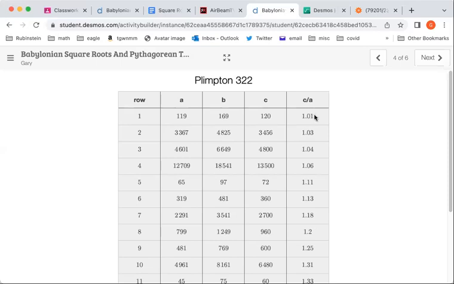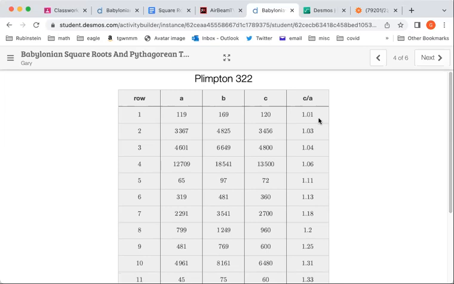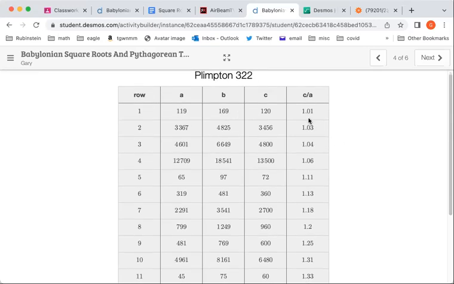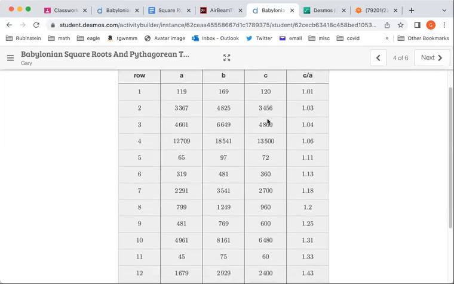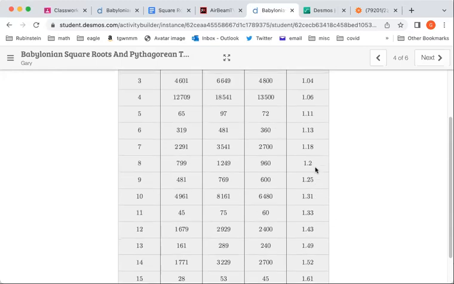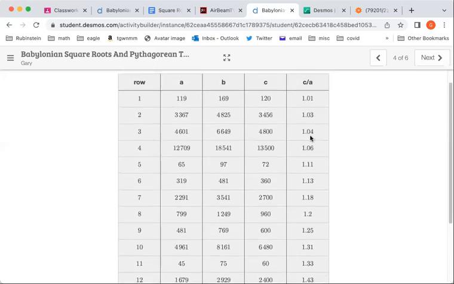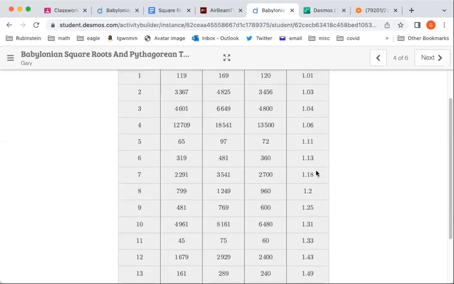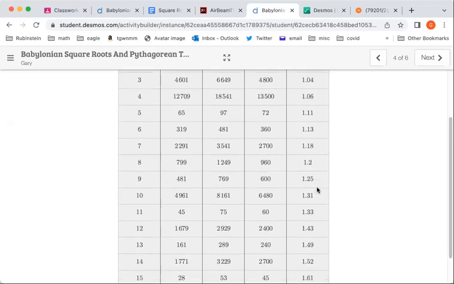So Neugebauer noticed that if you divide what I'm calling the C, which wasn't given, by the A, these numbers go up. See, C and A are very close to each other for number one. And as it goes further and further, C and A get less close to each other. So they seem to be forming some kind of a progression, but not really. It's going up by 0.02, and then it starts going up by 0.06 and 0.02 and 0.05.